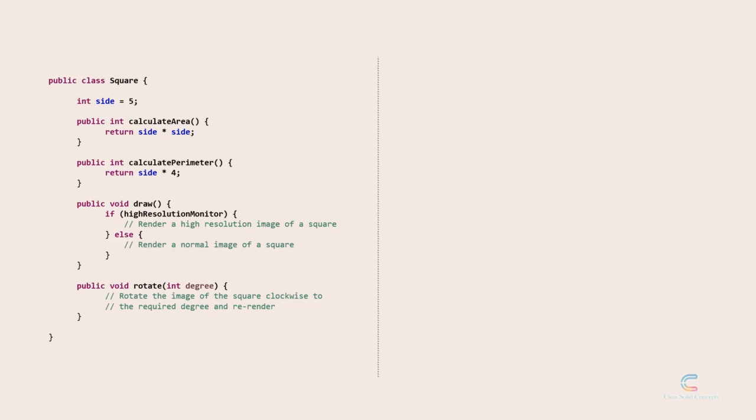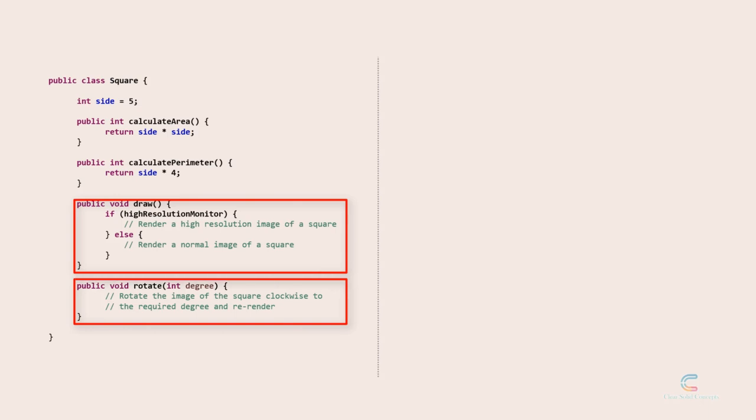What do you make of the methods inside the Square class? The methods calculate area and calculate perimeter are closely related in that they deal with the measurements of a square. So there is a high level of cohesion between these two methods. The draw method and the rotate method deal with rendering the image of the square in a certain way on the display. So there is a high level of cohesion between these two methods as well.